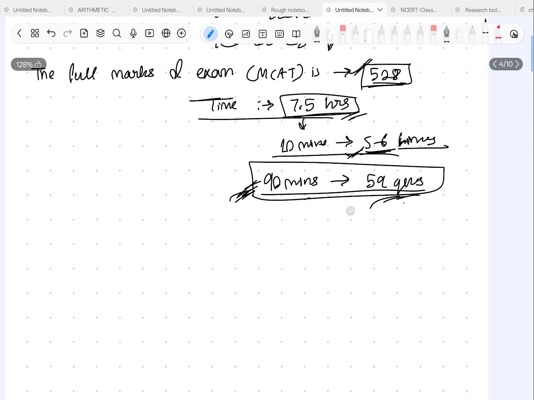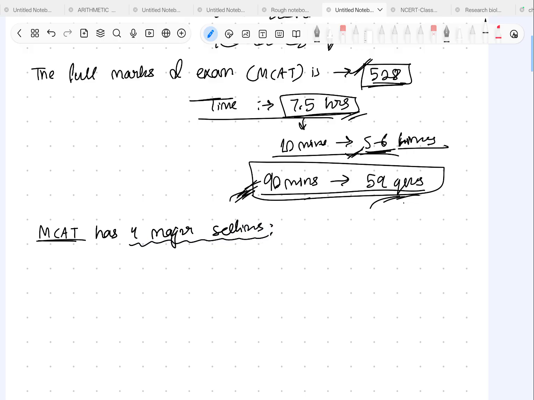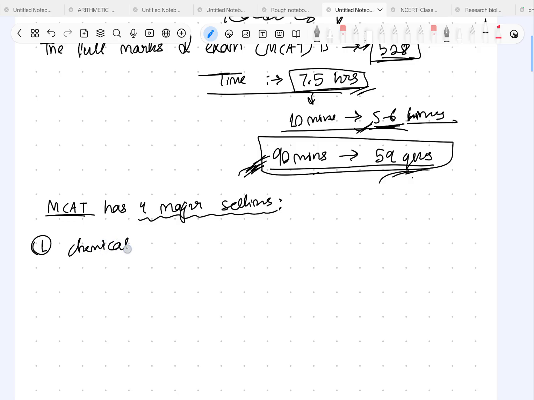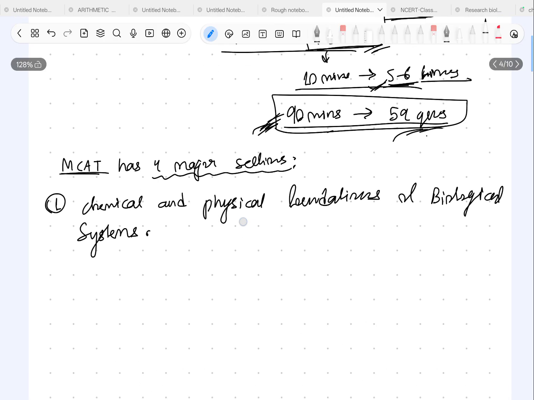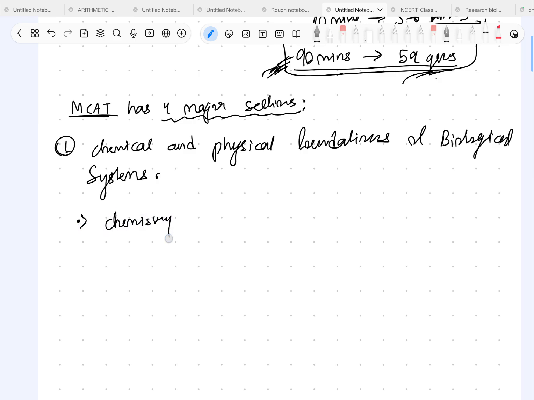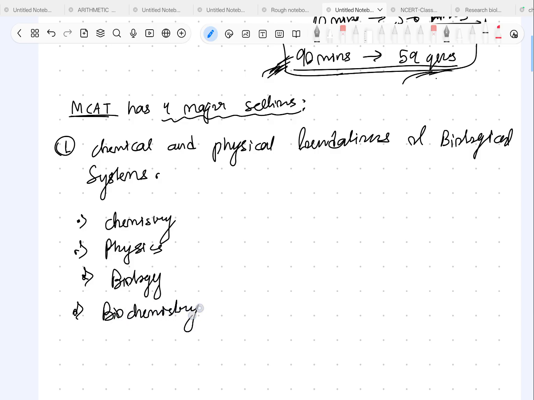The MCAT exam has 4 major sections. The first is chemical and physical foundations of biological systems. This section includes chemistry, physics, biology and biochemistry. These are the topics included.